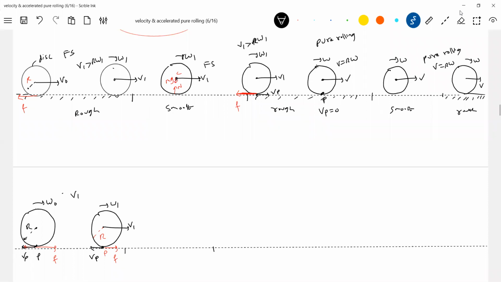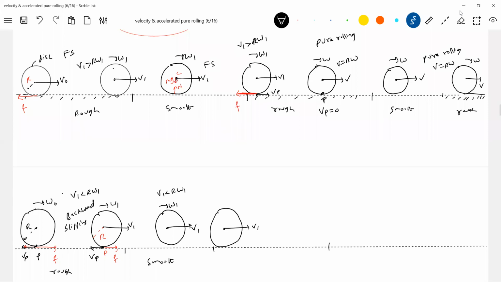So here V1 is less than R omega 1. Backward slipping. This is smooth. This is rough. And now what will happen to this backward slipping? It will be retained. And now it will enter the rough surface. So the moment it enters here, I'm just drawing mini diagrams so that what you are studying you'll understand clearly. So how will the friction act, and the velocity of point P will be backward. Then finally it will attain pure rolling here.